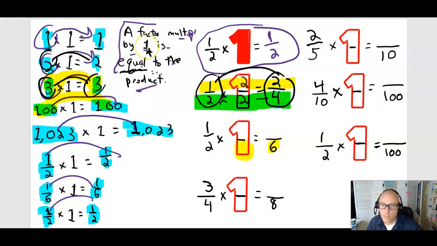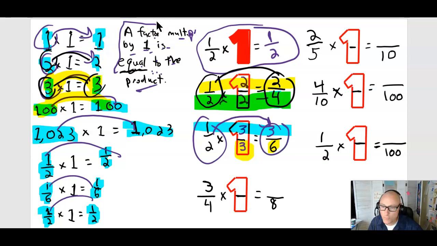If you said 3, you're correct. Whatever you do on the bottom, do on the top, because that makes it 1. So 1 times 3 is 3. That means 1/2 is equal to 3/6.